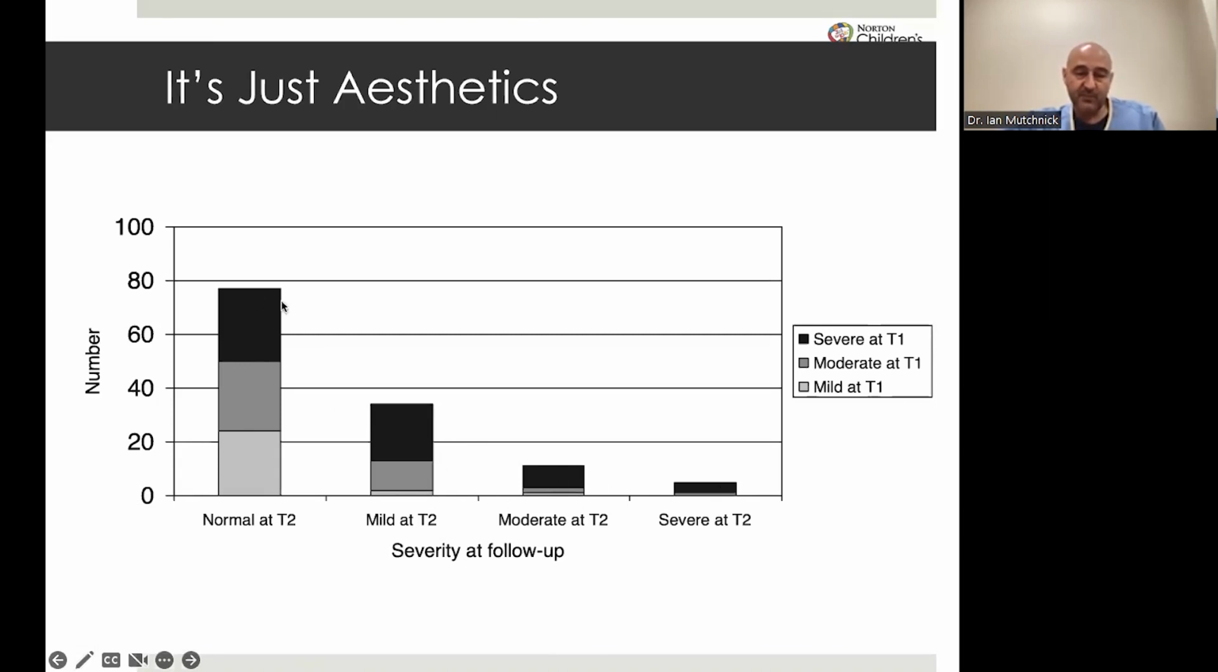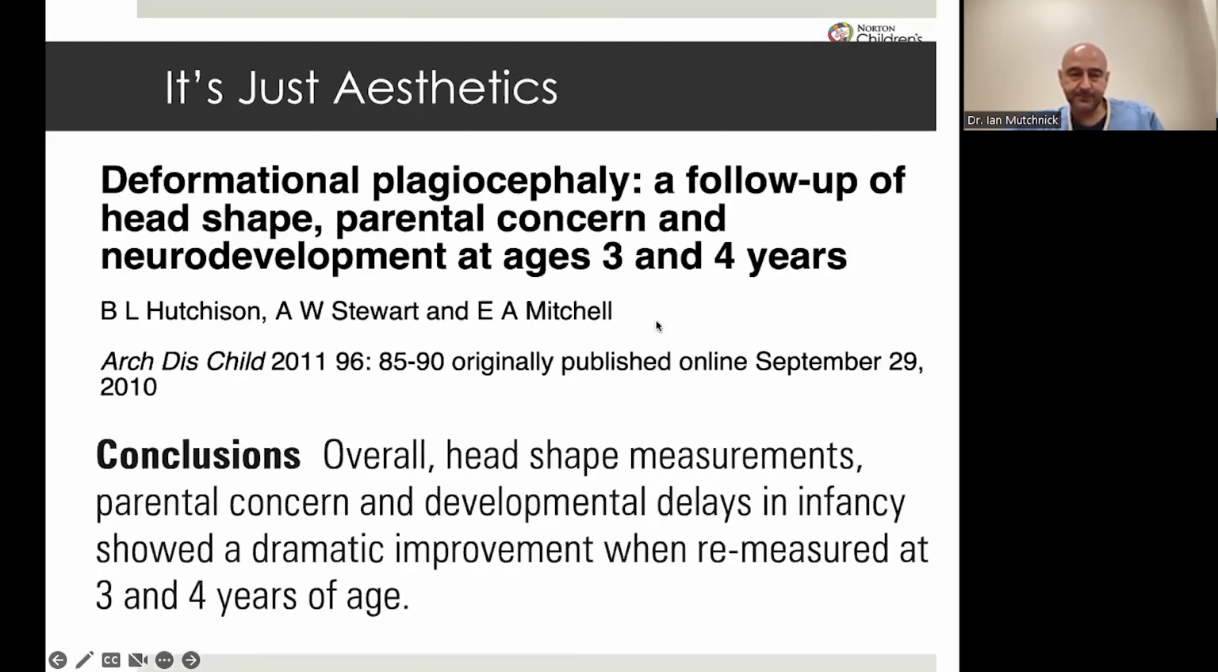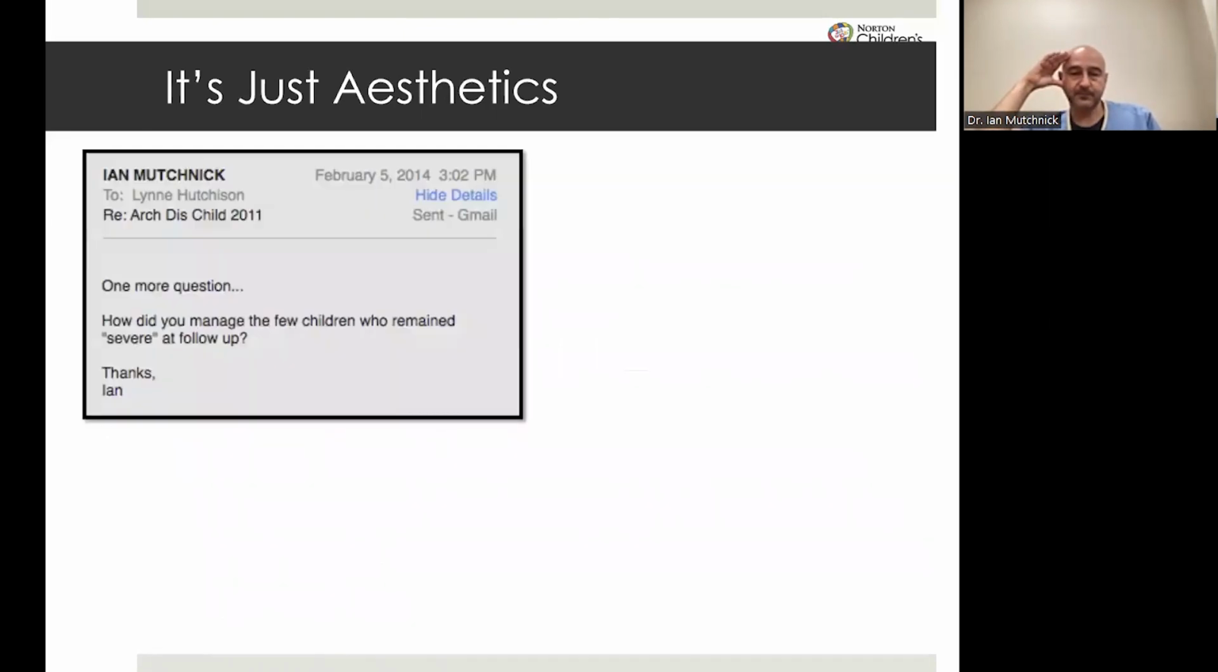So even most kids with severe positional plagiocephaly, even at time 1, became normal by time 2. A whole big chunk of them were just mild at T2. So really, this gets better without a helmet. And they concluded from this data that overall head shape measurements, parental concern, and developmental delays in infancy showed a dramatic improvement when remeasured at 3 and 4 years of age without any use of a helmet, which again, they're expensive. These helmets are expensive, and a good proportion of insurances require either copay or full pay for these helmets.